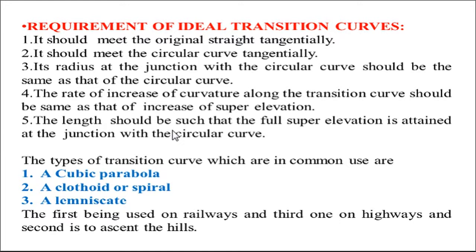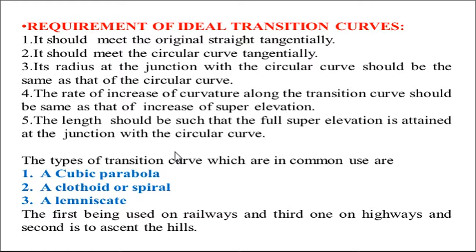Next one, the length should be such that the full superelevation is attained at the junction with the circular curve. So whatever the superelevation which we are providing, that is increasing the height of the road on the outside than the inner side, that is nothing but the superelevation. So the full superelevation provided should be attained at the junction where the transition curve meets the circular curve.